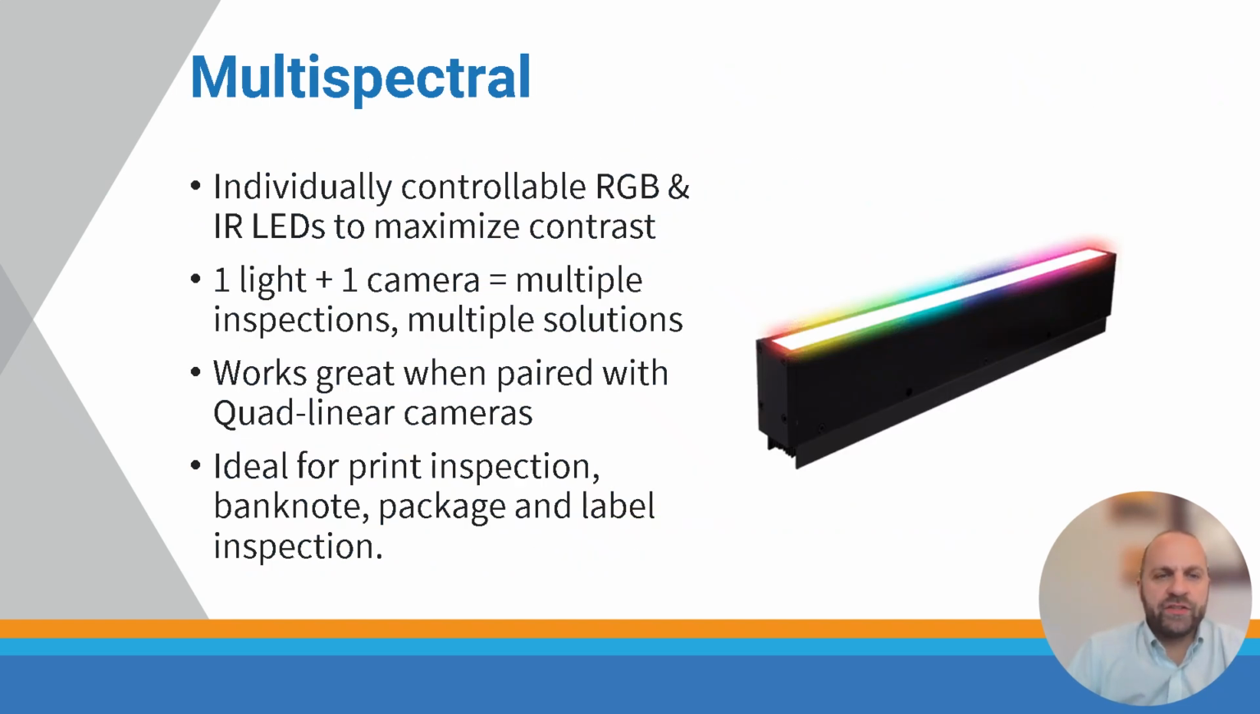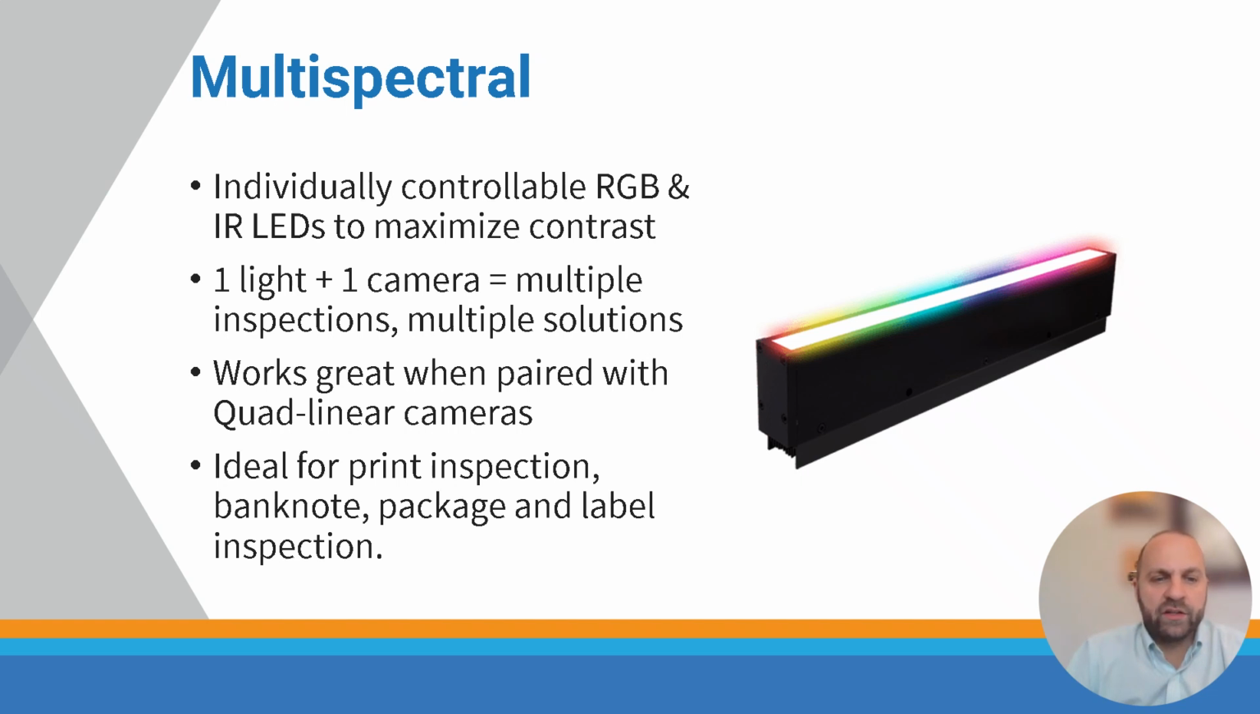All right, so multispectral, as we discussed before, is individually controllable RGB and IR LEDs to maximize the contrast. So you put normally one wavelength on at a time. You may be inspecting something for flaws, and then you switch to UV to see if there's a barcode there, just one example. Or sometimes different defects show under different lights, so you may want to do a green and then go to a red. But it's really one wavelength at a time, with multiple wavelengths within that light.